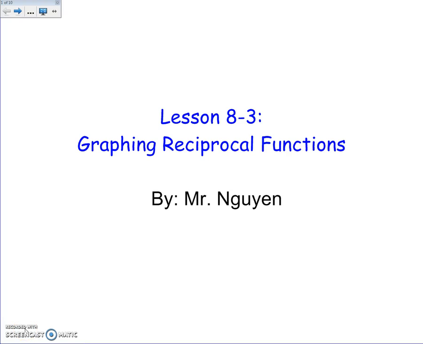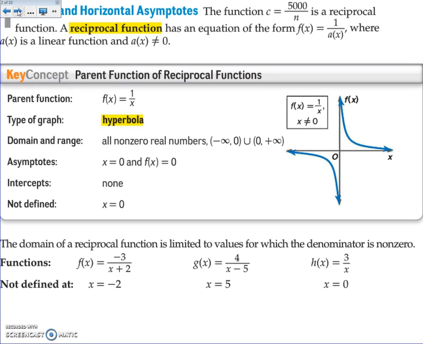Hello, this is Mr. Wynn, and today's video will be about graphing reciprocal functions. A reciprocal function has an equation of the form f of x equals 1 divided by a of x. So you see there's a constant or a number on top, and the bottom is some polynomial. It could be linear. And the bottom cannot be 0 because you cannot divide by 0.